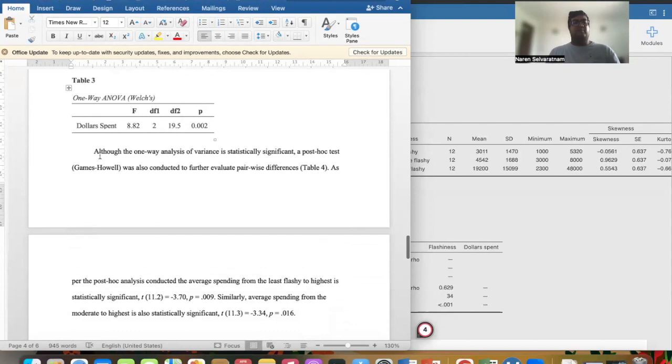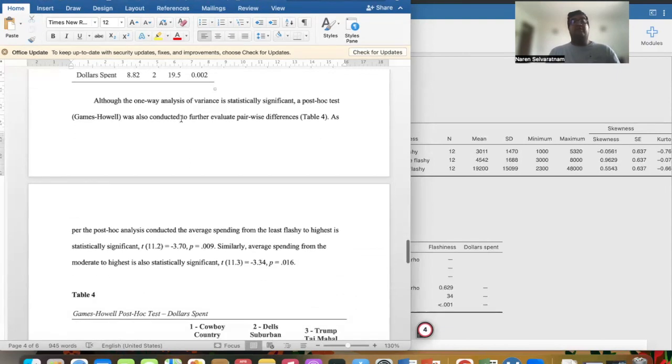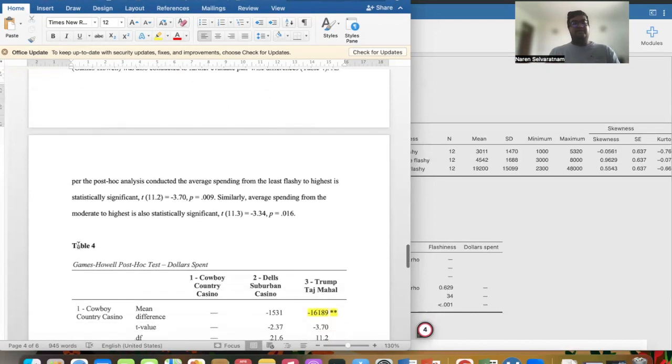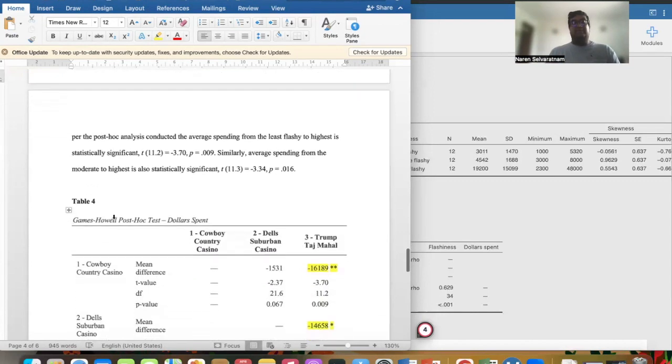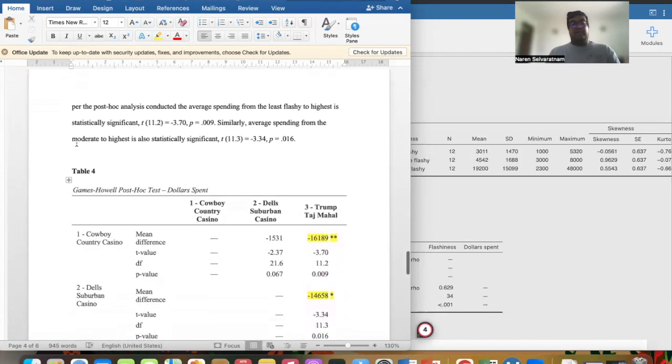This is a very small table. Here I have mentioned, although the one-way analysis of variance is statistically significant, a post hoc test, Games Howell, was also conducted to further evaluate pair-wise differences, because we need to compare different pairs to understand our ANOVA is significant. That is true, but I want to understand whether the three groups also indicate statistically significant differences. That is given in table 4. Now here we have the table. As per the post-hoc analysis conducted, the average spending from the least flash to the highest is statistically significant.